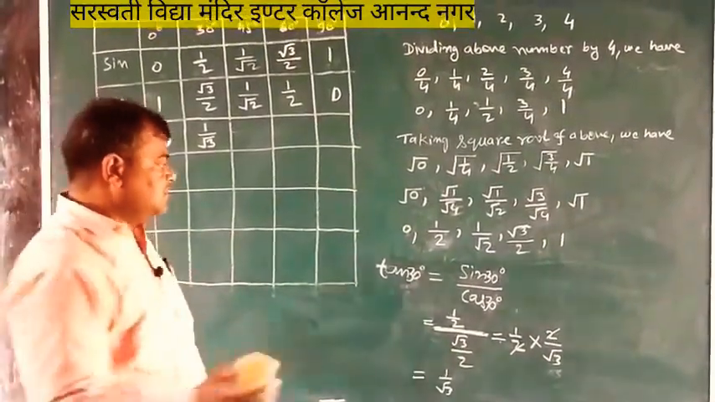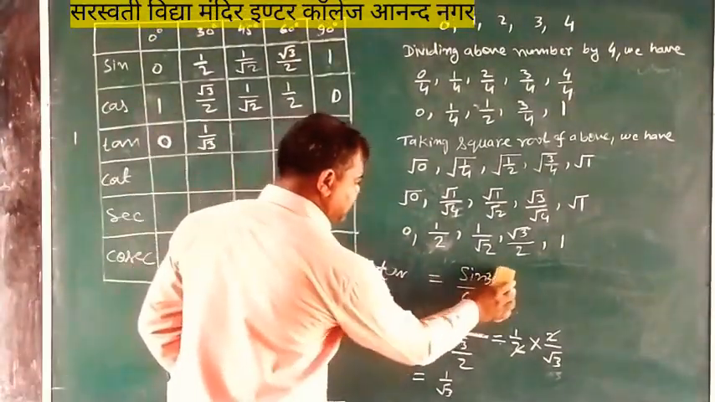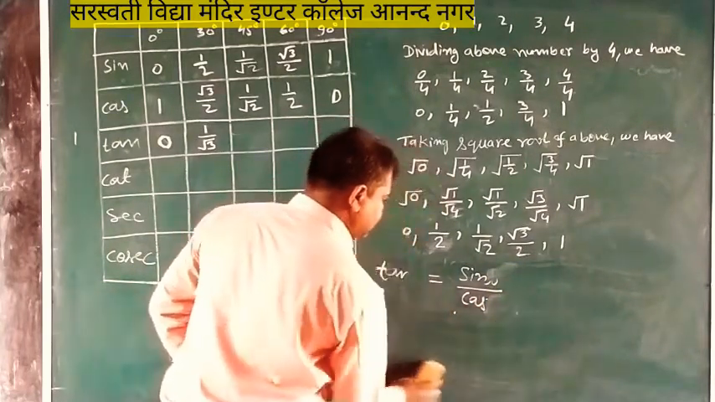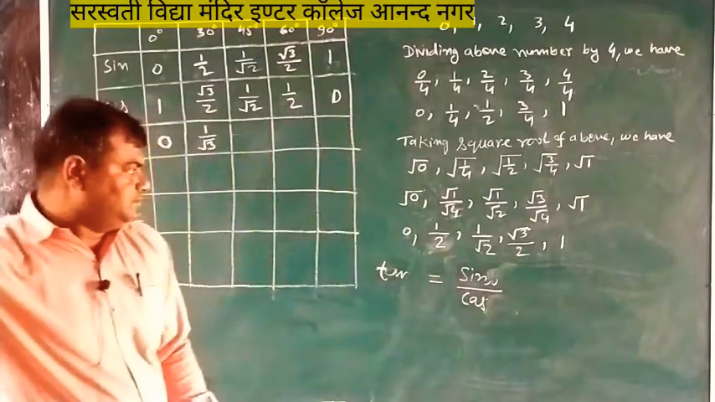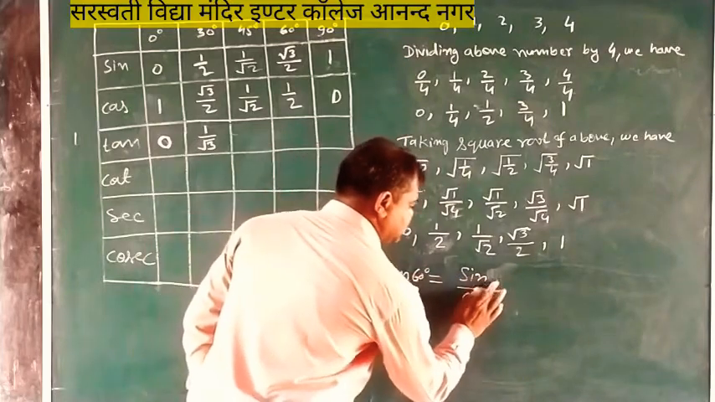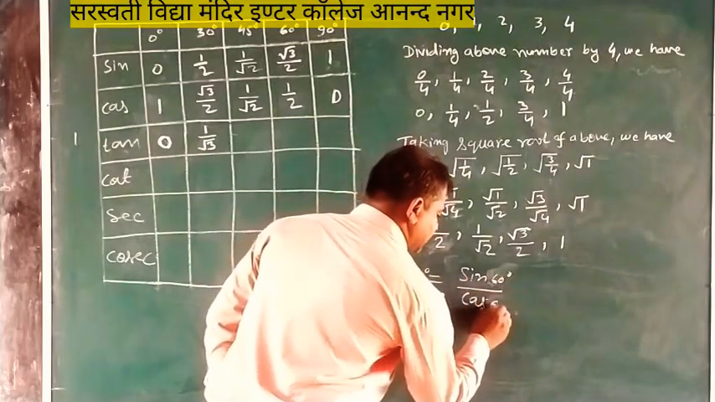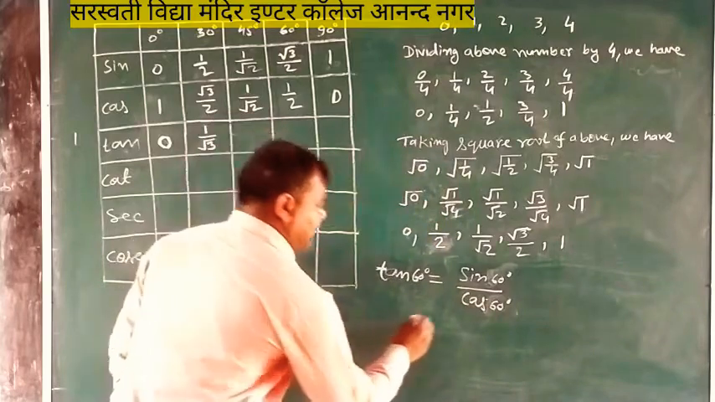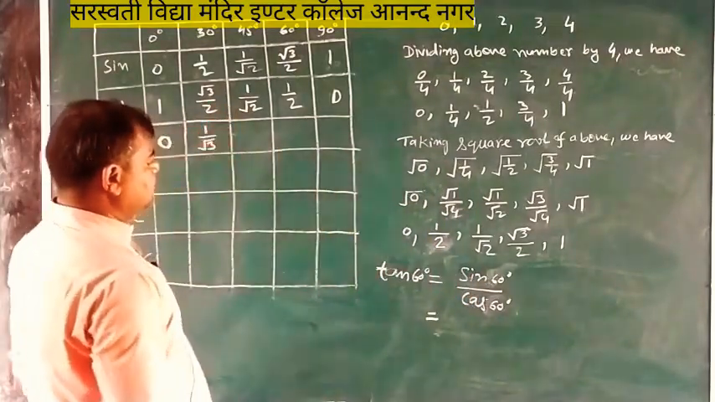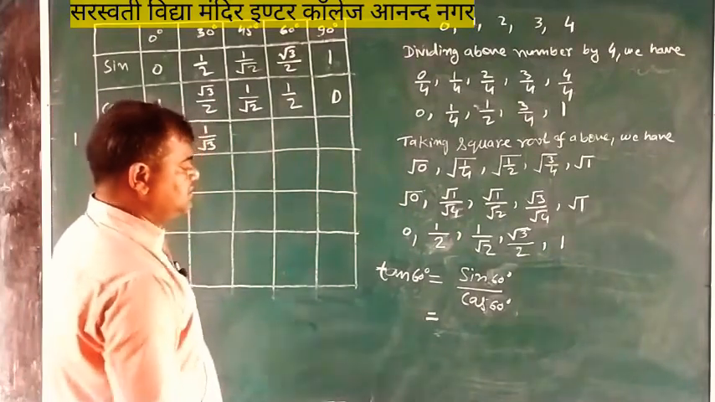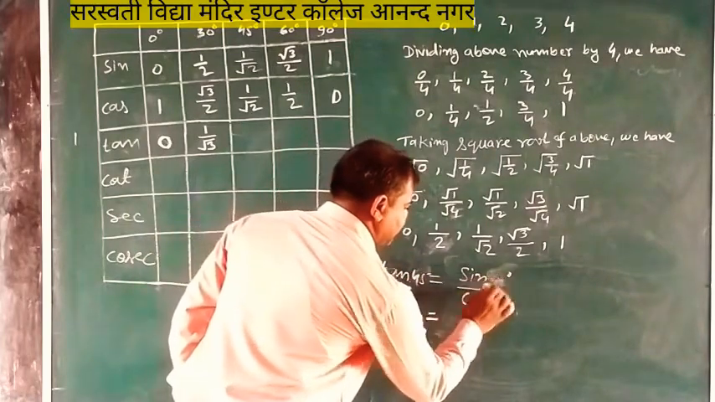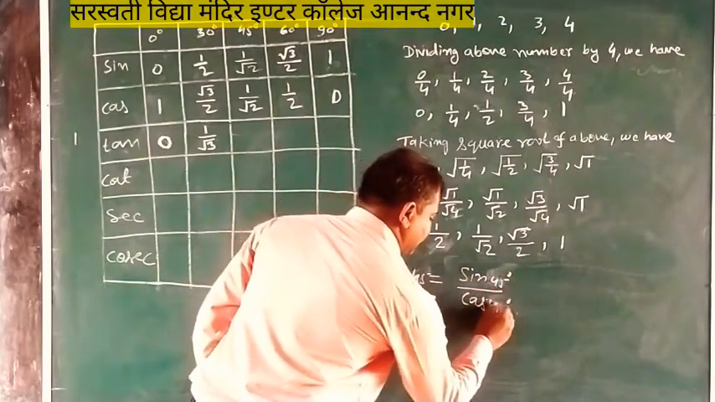And same as tan 60 degree, see here how. The value of tan 60 degree is equal to sin 60 degree by cos 60 degree. Sorry, firstly we will find sin 45 degree, then here 45 degree and here 45 degree. Any problem?